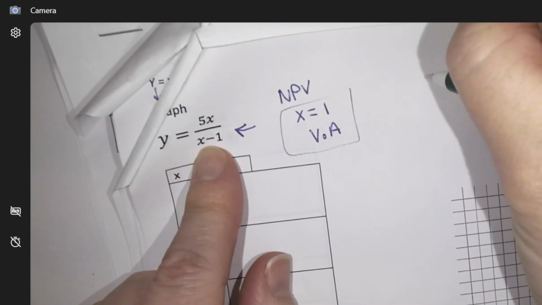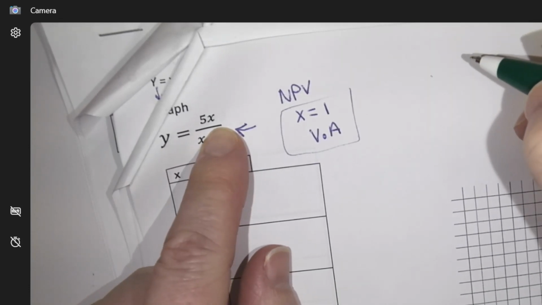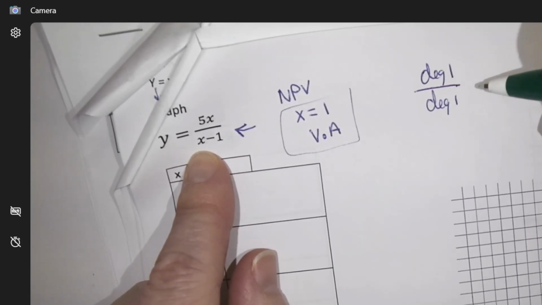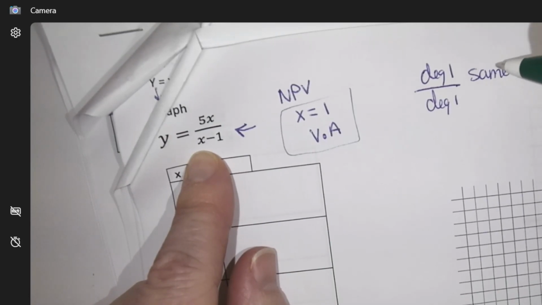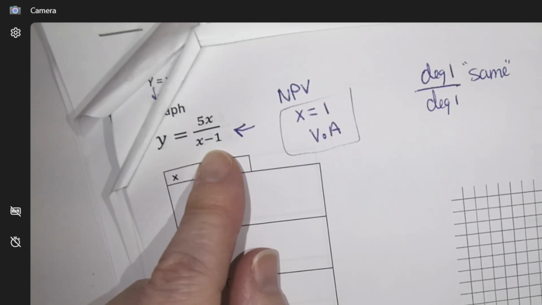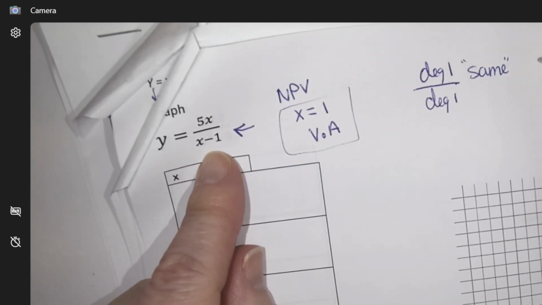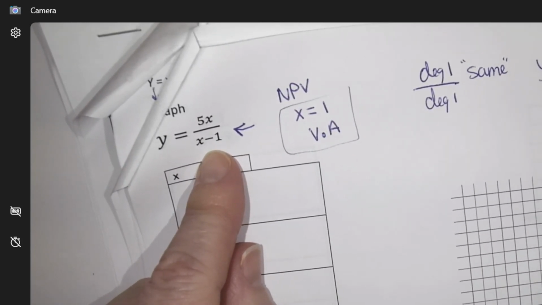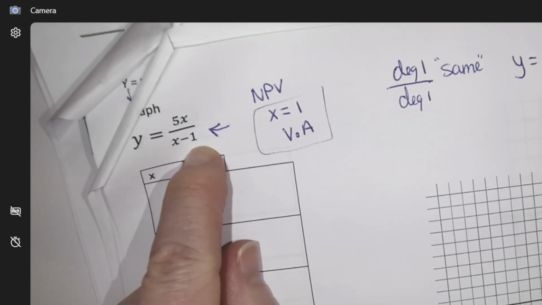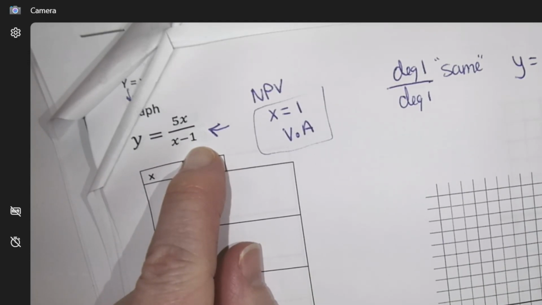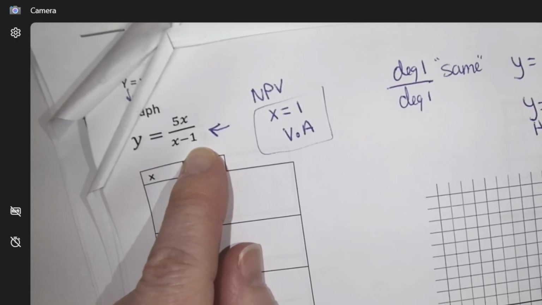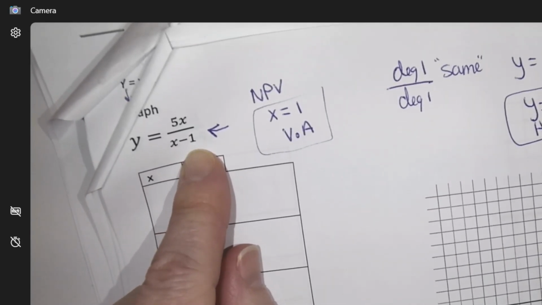Let's go with the degree situation. What's the degree on the top? If it's just an x, degree 1. Just a degree 1. So they are the same. So what should we do when you have the same degrees? You should divide those leading coefficients. I don't care about this other thing. I'm only dividing the leading coefficients. If they're the same, I'm going to divide them and get a horizontal asymptote.